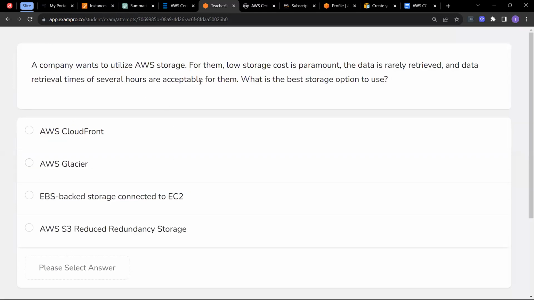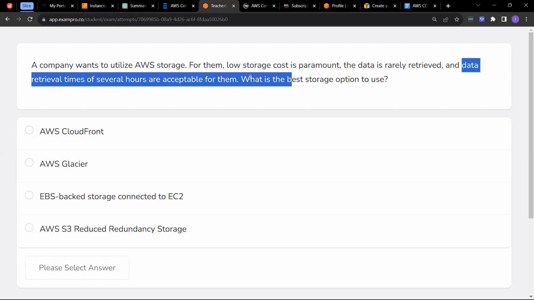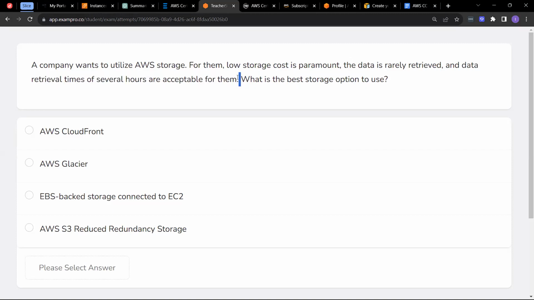A company wants to utilize AWS storage. For them, low storage cost is paramount. The data is rarely retrieved, and data retrieval times of several hours are acceptable. What is the best storage option? So we are looking at data that is not frequently accessed, infrequent access data. We are looking at longer hours of retrieval time. The question gives all the clues. That is Glacier.